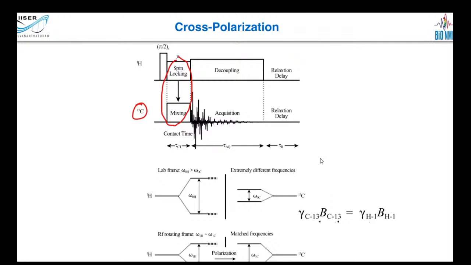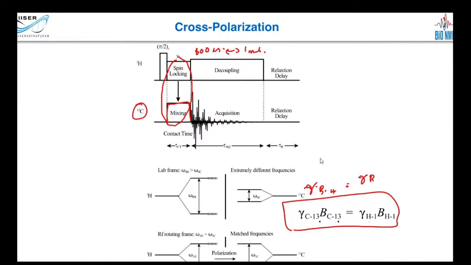So you do a proton 90-degree pulse. You keep all your magnetization of the proton in the XY plane and do what is called a high power spin lock. Somewhere around 100 microseconds to 1 millisecond spin lock. Simultaneously, you also have the spin lock on the carbon-13. Now, the gamma B1 of the proton should be equal to the gamma B1 of the carbon-13. You have to match this.